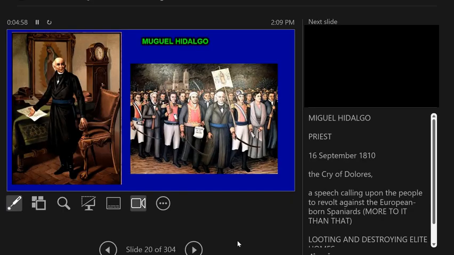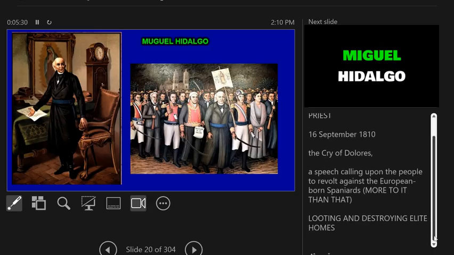So that's when this guy, write his name down, Miguel Hidalgo, thinks it's a good idea at this time to start a rebellion in Mexico. And on the 16th of September, 1810, he gives a speech that is called the Cry of Dolores. And it incites people to revolt against the European-born Spaniards. There's more to it than that, but that's the basic effect.